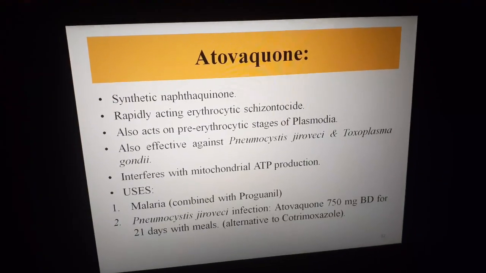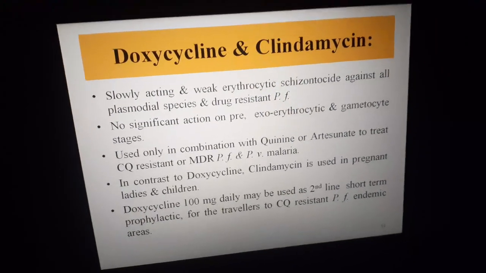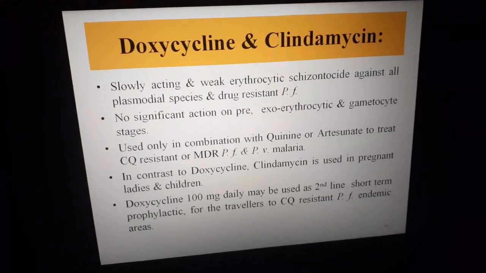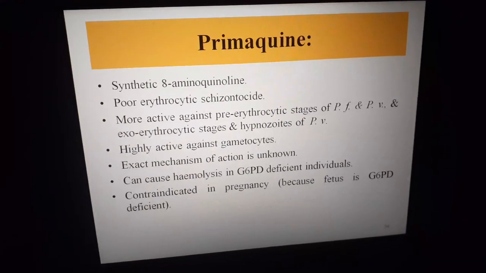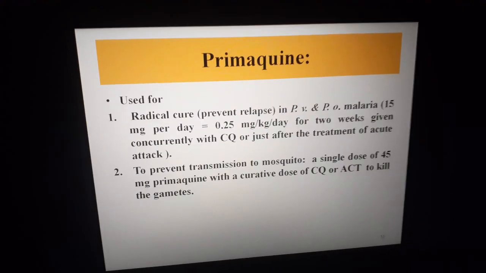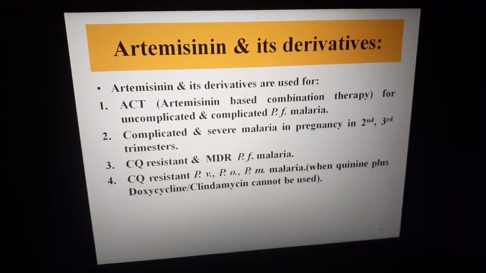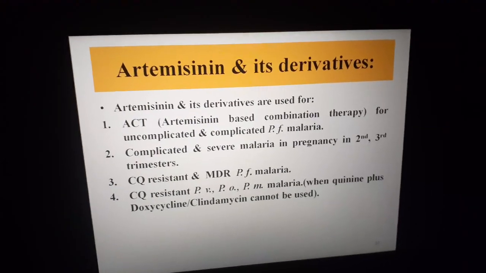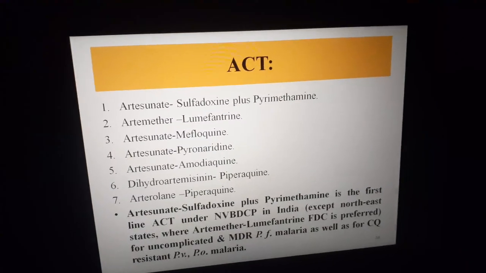Proguanil and atovaquone, these are combined as Malarone, and it is approved in some other countries for prophylaxis as well as treatment of malaria. Doxycycline and clindamycin I have already discussed. These are not used alone, these are always used along with quinine. Primaquine, this is the radical curative and gametocidal agent. Artemisinin derivatives are used as combination therapy as ACT, artemisinin based combination therapies in uncomplicated and complicated malaria, but for complicated malaria we have to use IV artesunate, that is the drug of choice.